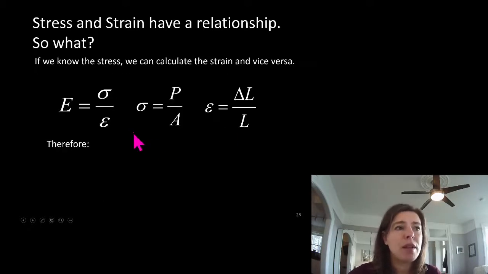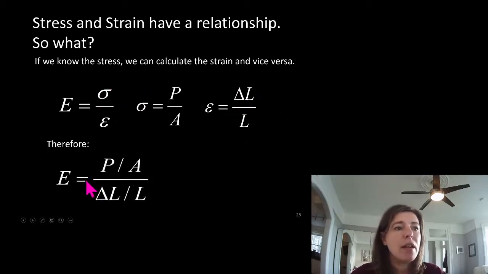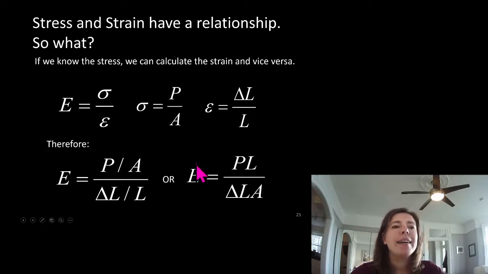So what does that mean for us? We know that modulus of elasticity is stress divided by strain. But look, we have stress is force divided by area, and strain is the change in length divided by the original length. Well, what if we plug this in here and this in here? The modulus of elasticity is equal to the force divided by the area divided by the change in length divided by length. That's clunky and bulky. Let's just rearrange some of those. Aha! Modulus of elasticity is equal to PL divided by delta L A.